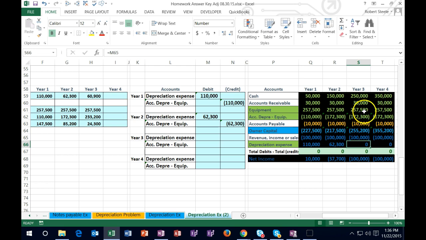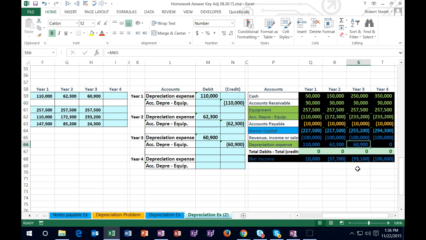We can see the book value before we post this is the 85.2. So then we're going to debit depreciation expense and credit accumulated depreciation as we always do in the adjusting entry for depreciation. If we do that, then we see that the accumulated depreciation goes up to 233.2 in the credit direction as we see in our table, and the debit of the equipment less the credit of the accumulated depreciation gives book value 24.3, which is the same as the table, and the depreciation expense then is 60,900.